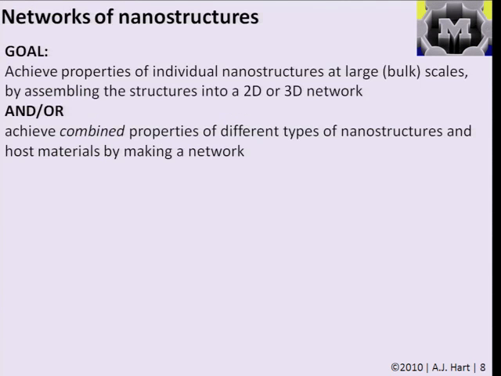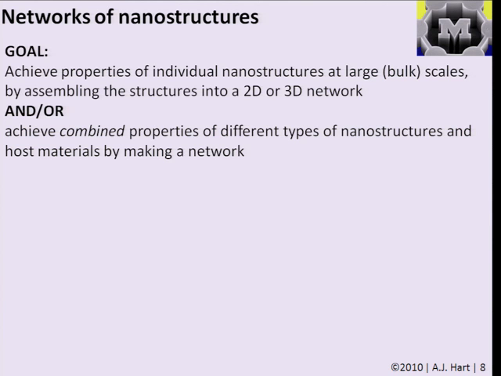but I wanted to address the topic for us all to be able to discuss it today. So I'd say the goal of having a network of structures is to achieve the properties of individual structures at larger scales by assembling those structures into a two-dimensional or three-dimensional network. Maybe that goal is not a surprise, but there are certainly some challenges and important aspects, because it's almost never the case that you can get that individual structure property by just having a number of structures together.